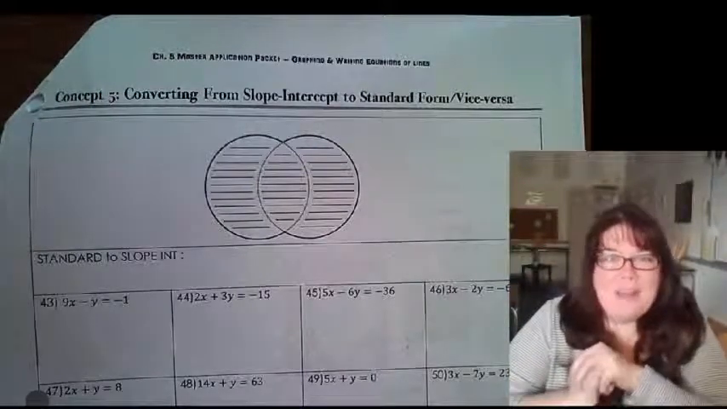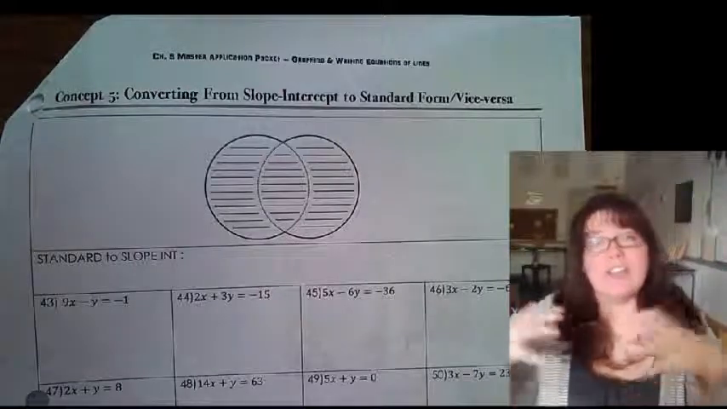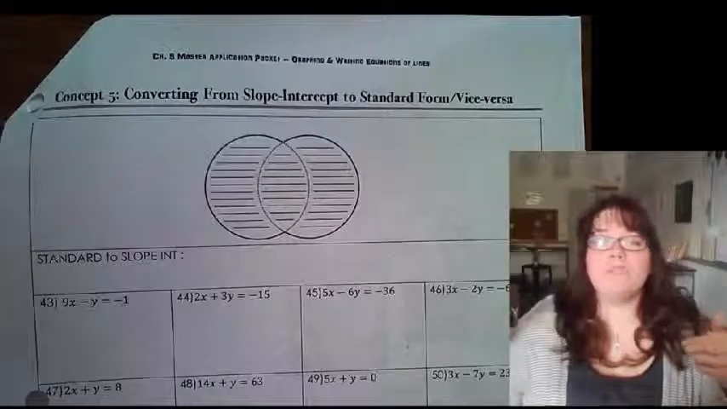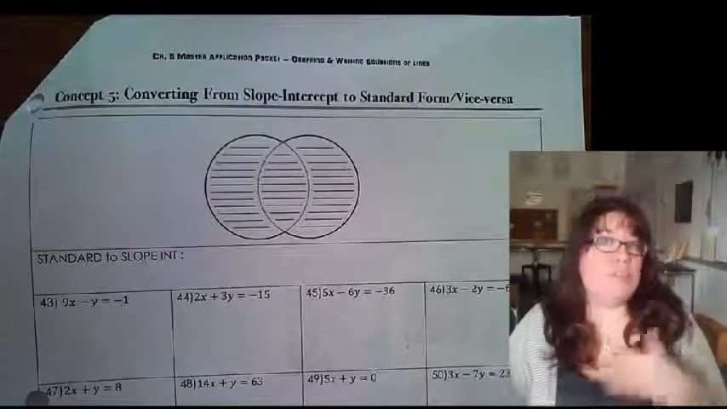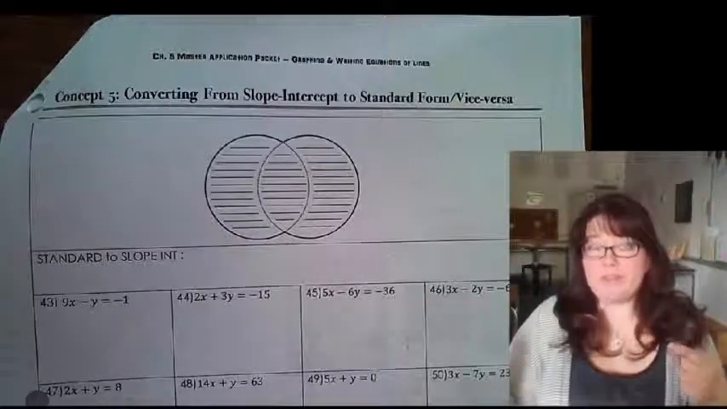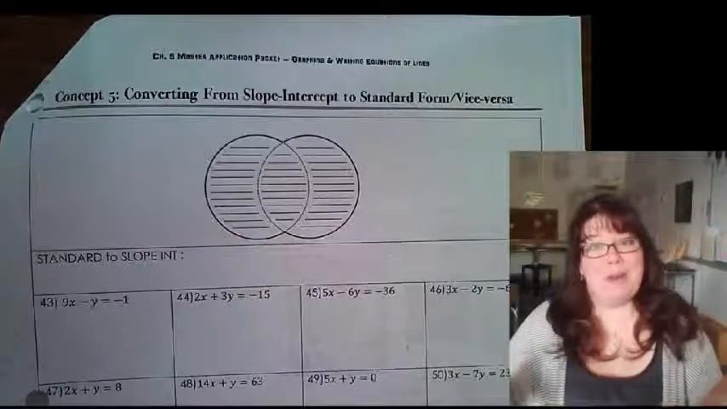for some Algebra 1. Today we're going to be talking about how to convert a linear equation from one form to another. We're going to be going from standard form to slope-intercept form, or from slope-intercept form to standard form. And you can actually interchange these back and forth. And we're going to talk about how to do that today, and we're going to practice some of that.